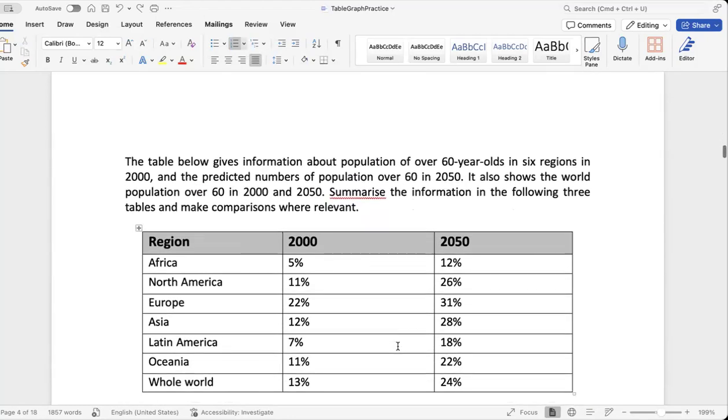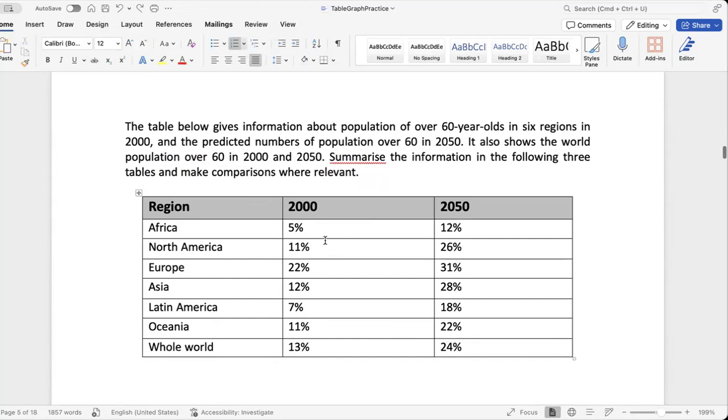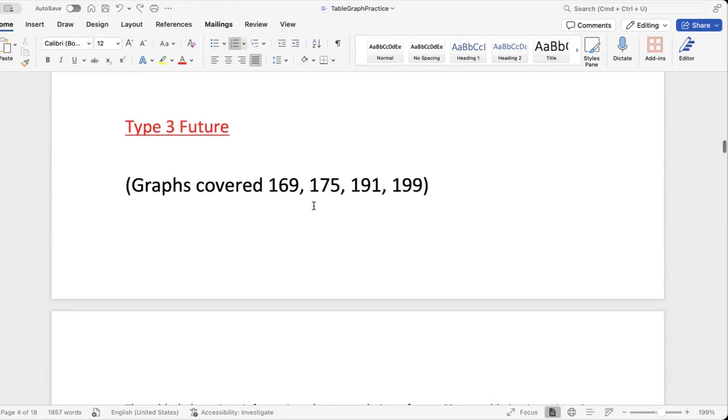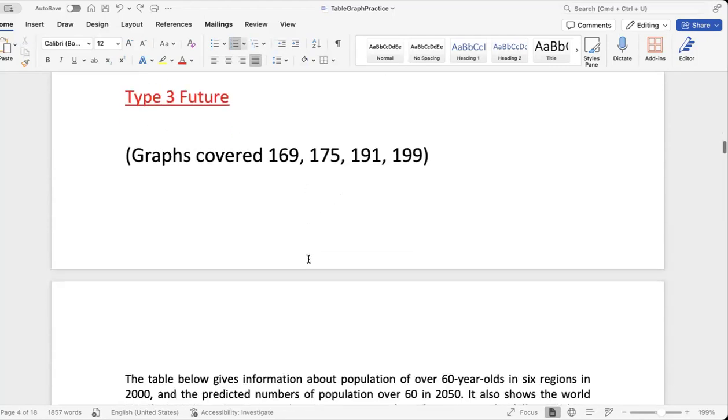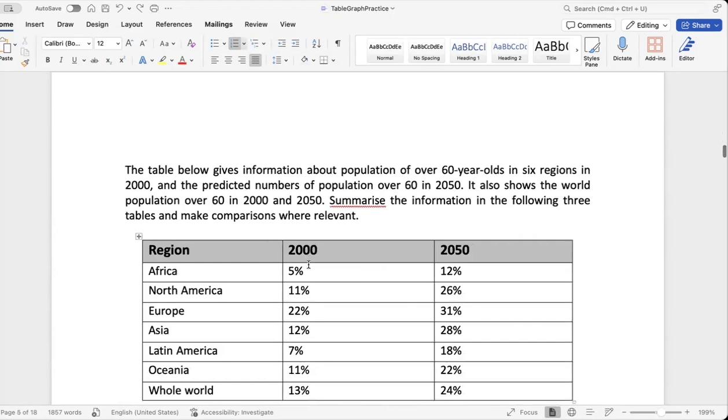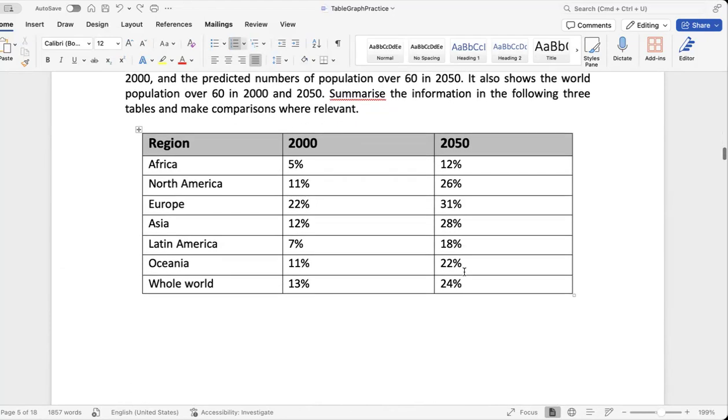Next is future. So future, there are very few future graphs in your table, but you need to be prepared for the future language. Now, can someone make this sentence for me? If 5% increases to 12%. Can someone say this in the right IELTS vocabulary? I just want you to make a sentence, 5% to 12%. Can someone make it, which will work in IELTS? Anyone can make it. It's a simple sentence. I just want to see whether you're able to make it or not.